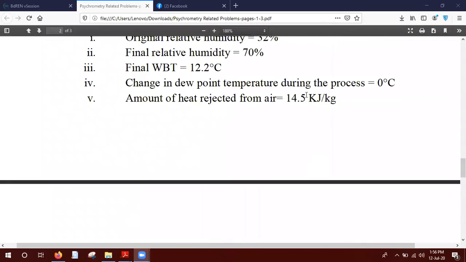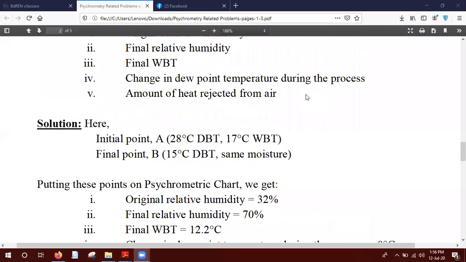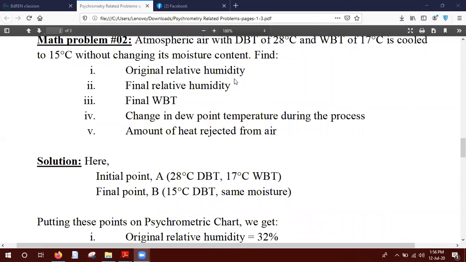There are 5 values we need to find out. First, the original relative humidity, that means the A point relative humidity, the initial point. Second, the final relative humidity, that means the B point relative humidity. Then the final WBT, the wet bulb temperature at B point. Then the change in the dew point temperature during this process, that means the change from A to B. So in this case, we will find the dew point at A and B and see the difference.